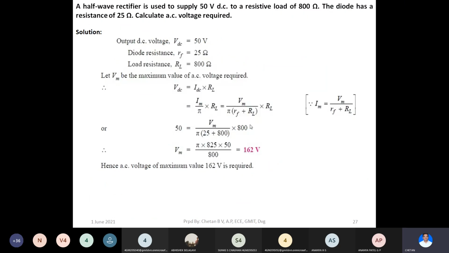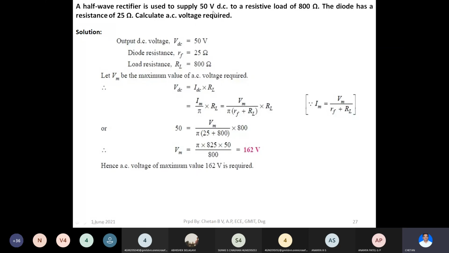So next we shall move on to the third numerical. A half wave rectifier is used to supply 50 volt DC to a resistive load of 800 ohm. The diode has a resistance of 25 ohm. Calculate the AC voltage required. What they have given is the VDC value, which is 50 volt. Then they have given forward resistance, which is 25 ohm. Then they have given load resistance RL value, which is 800 ohm, right? So they have asked to calculate the AC voltage required.